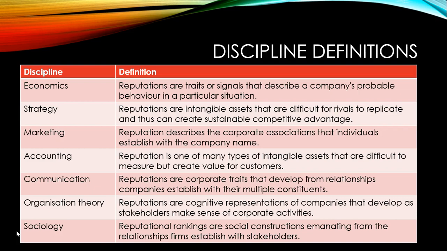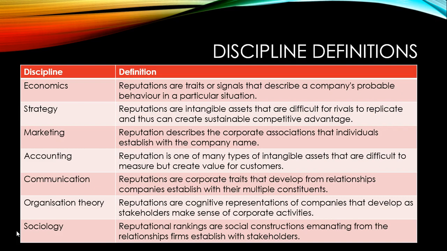Accounting recognises that it's important and it creates value for customers, but is difficult to measure. So we're thinking about it more from an asset perspective there and how we might measure it. From an economic perspective, it's more about the way the company behaves and the signals that it gives off. That reputation is a signal of how it might behave in the future. Again, strategy considers it as an intangible asset. It's difficult for us to replicate, so it creates sustainable competitive advantage. This is something that we come back to because it's really, really important.